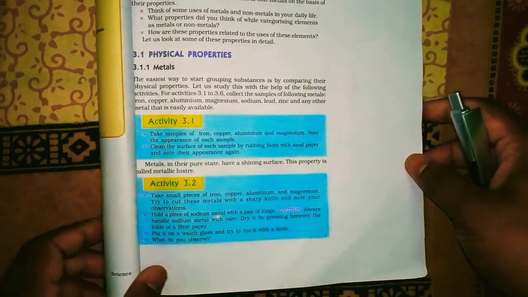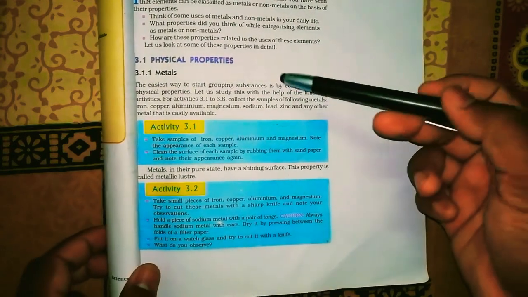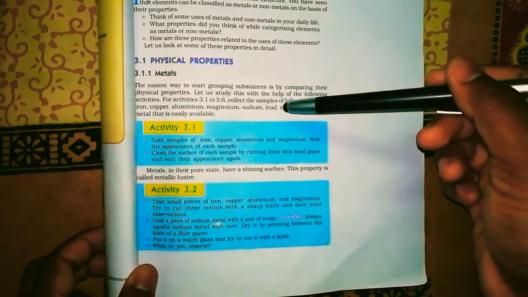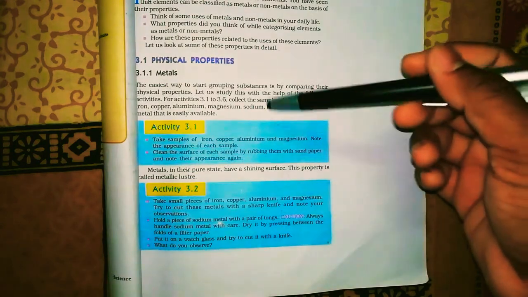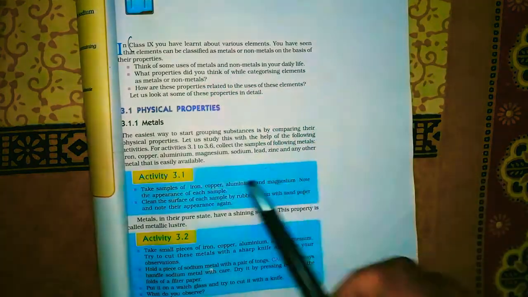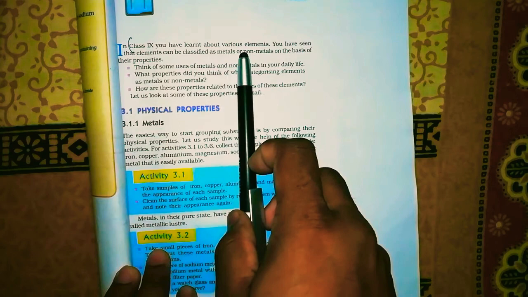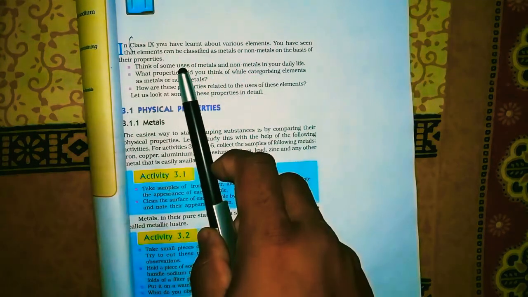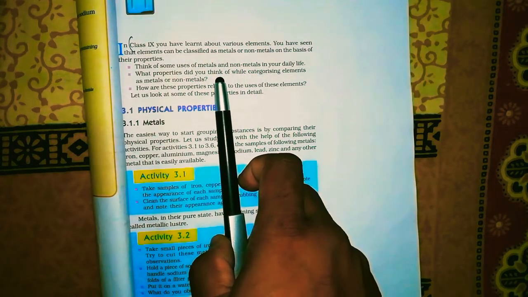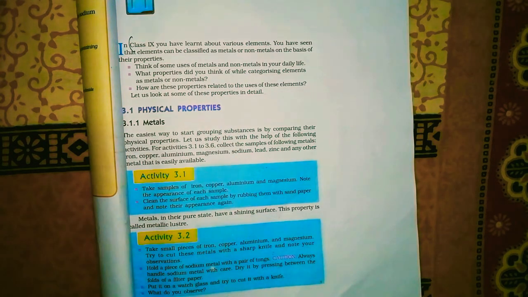If you see in your book, on the starting page, you can learn the physical properties of a metal. You can look at it on the front page. In class 9, you have learned various elements. That means elements are classified into metals and non-metals. Think of some uses of metals and non-metals in your daily life. We have varieties of uses of both non-metals and metals.